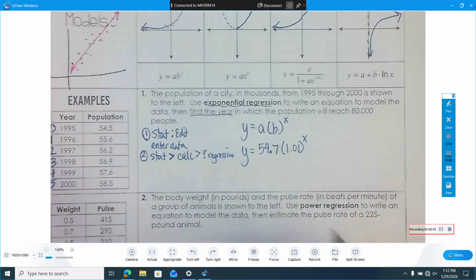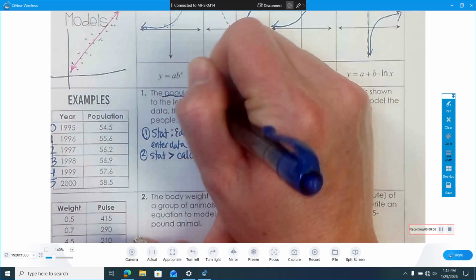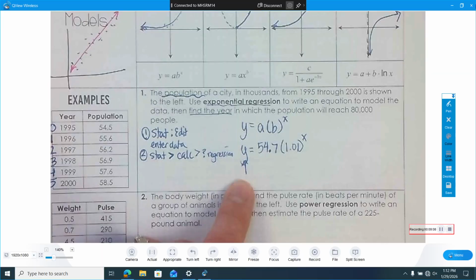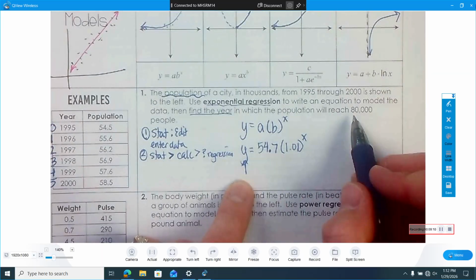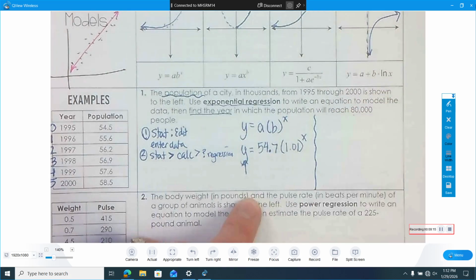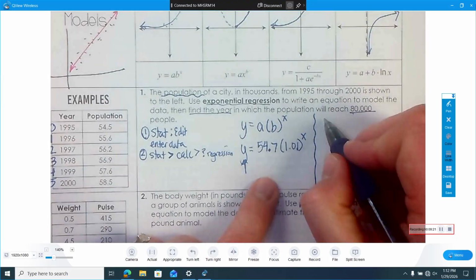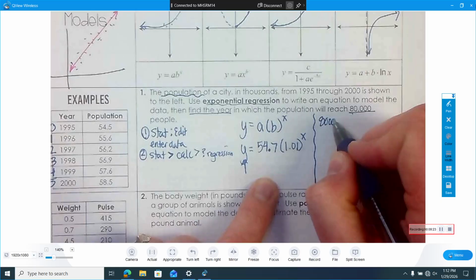What does our y variable actually represent in this equation? Well, it's the population. And we want to know when it reaches 80,000. So we're going to solve the model. This is what we did yesterday. Now that we have a model, we want to know when will that population reach 80,000.